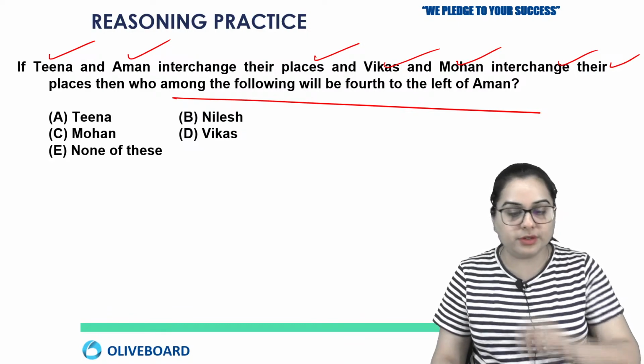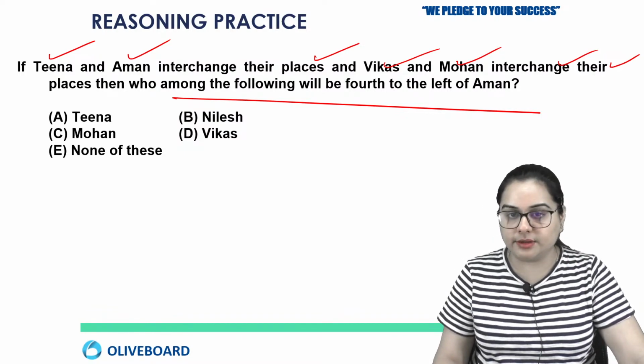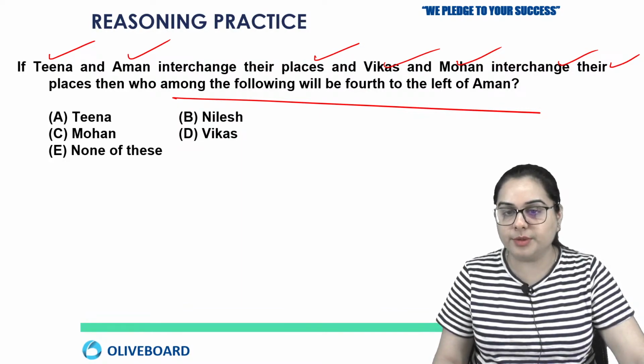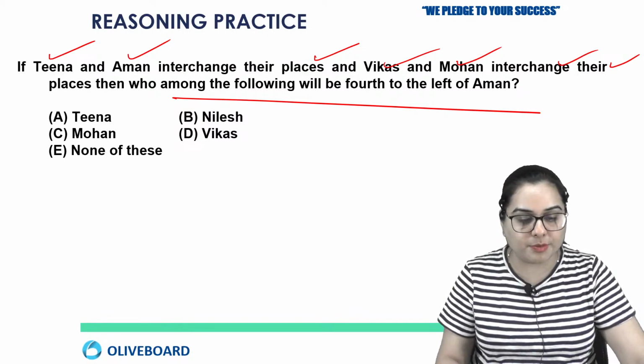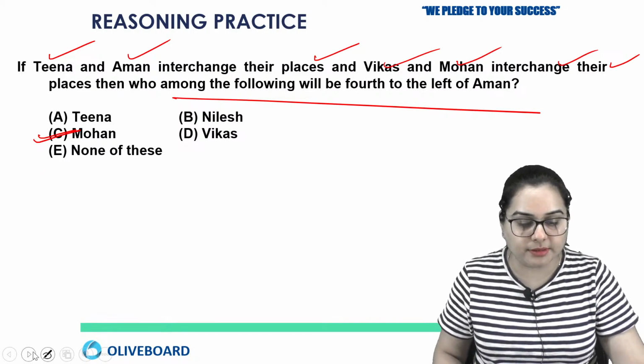So who will be fourth to the left of Aman? Now Aman changes position with Tina. If Aman comes on the position of Tina, who will be fourth to the left of Aman? It will be the position of Vikas, and Vikas has changed position with Mohan. So the answer here will be option number C.